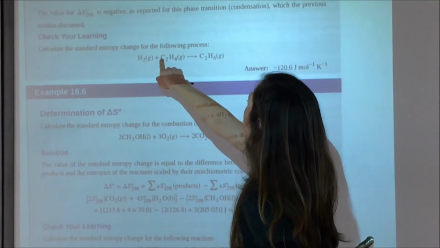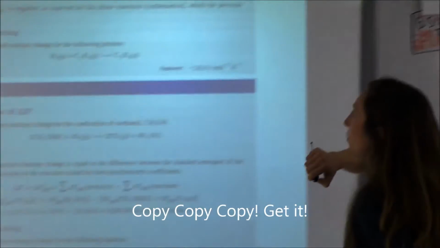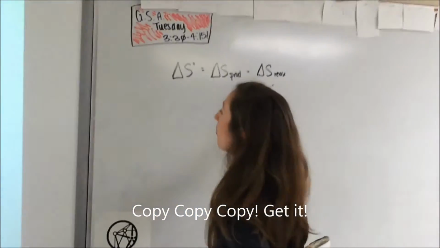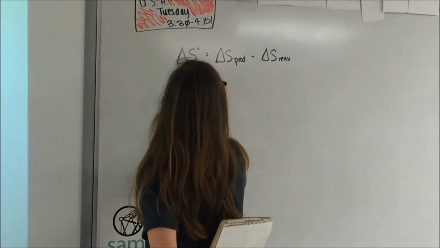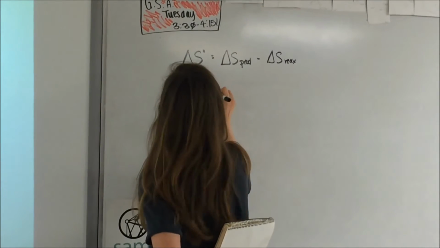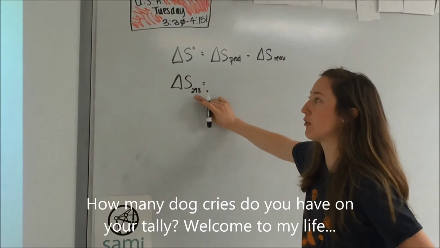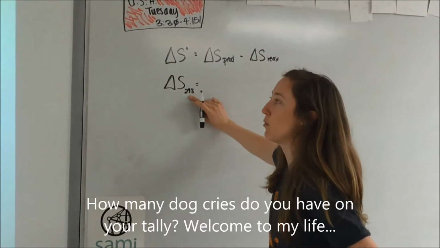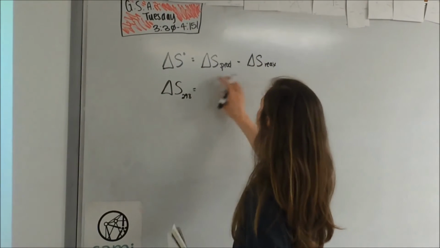So looking at hydrogen gas plus C2H4 producing C2H6. So we're using the same thing. This time it's talking about entropy at standard room temperature. That doesn't change anything for us, but that's what this value down here is meaning. 298 would just be standard room temperature, but in Kelvin. So we're using the same equation as before.